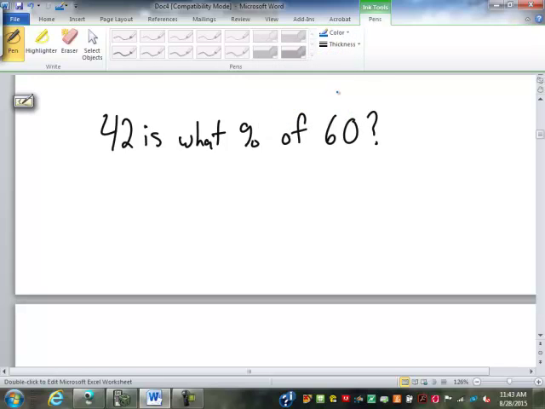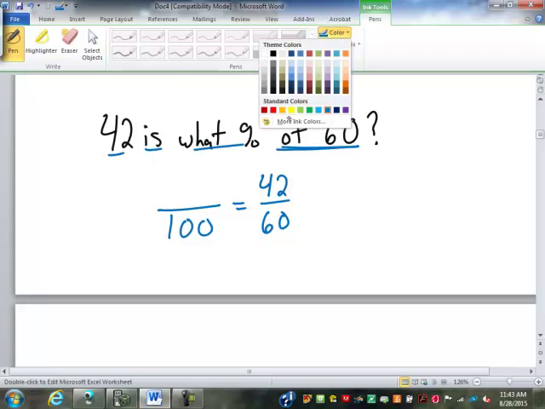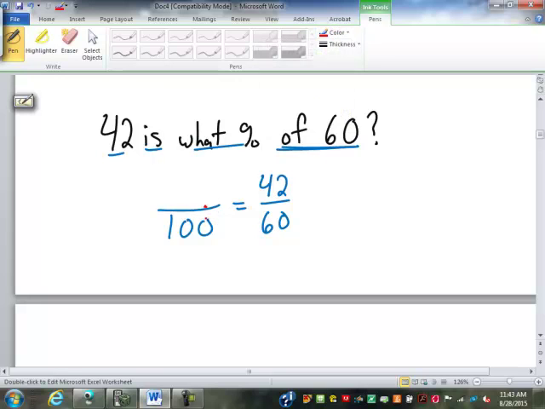If I'm asked, 42 is what percent of 60? So again, I'm missing the percent. The percent is what I'm looking for. So it's blank over 100. 42 is the number that goes with that missing percent. Again, of 60 or out of 60, 60 goes on bottom. Now to find that missing number above the 100, instead of cross multiplying and solving an equation, we can just cross multiply and divide. 100 times 42 is 4200. Then divide by 60 will give us 70. So that is 70%.